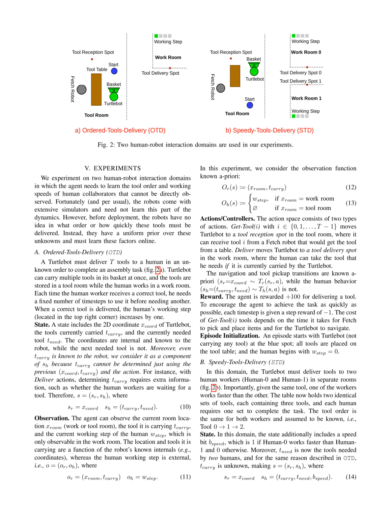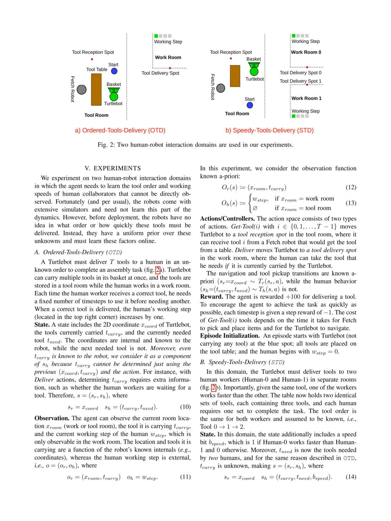Actions, controllers. The action space consists of 2 types of actions. Get tool i, with i in 0, 1, ..., T-1, moves turtlebot to a tool reception spot in the tool room where it can receive tool i from a fetch robot that would get the tool from a table. Deliver moves turtlebot to a tool delivery spot in the workroom where the human can take the tool that he needs if it is currently carried by the turtlebot. The navigation and tool pickup transitions are known a priori, S_R' = X-coordinate, T_R(S_R, A), while the human behavior, S_H' = (tools currently carried, tool needed), T_H(S, A), is not.